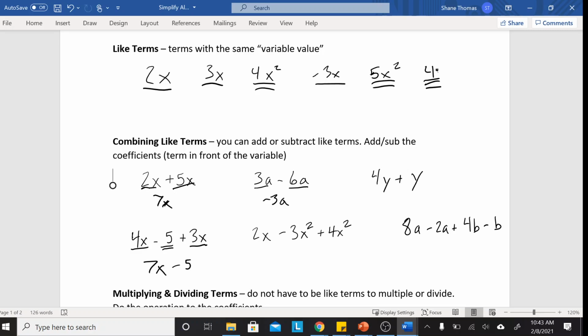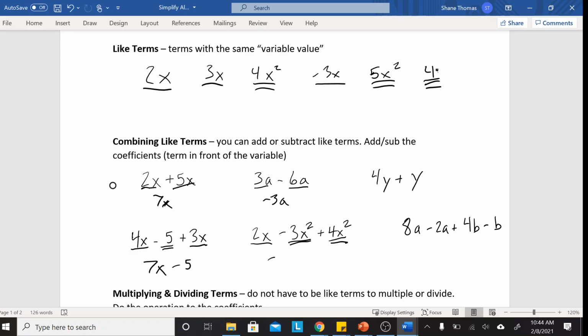Okay, and then the next one here, 2x minus 3x squared plus 4x squared. Again, this guy is not the same as this one. So I put a single line under that one, a double line under this one. This here is an x squared, so these two, 3x squared and 4x squared, would be like terms together. So I'll combine those guys.